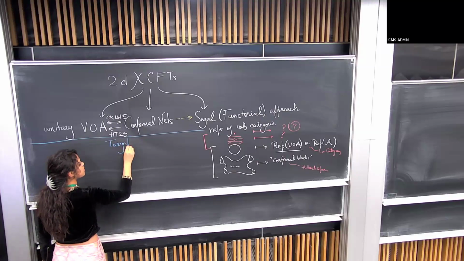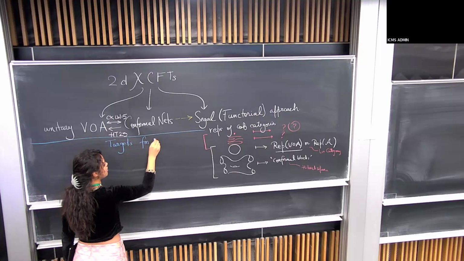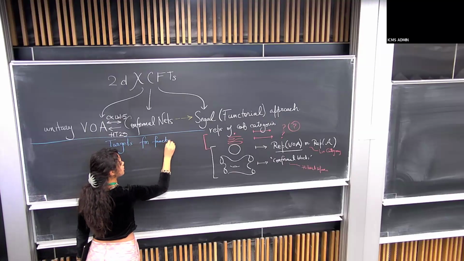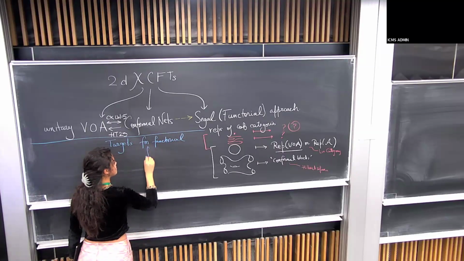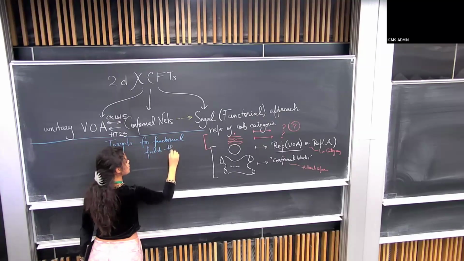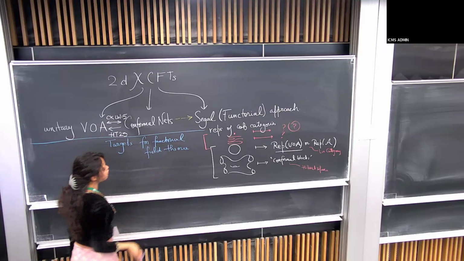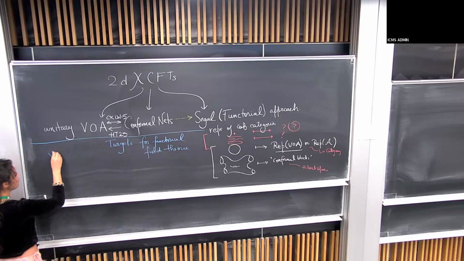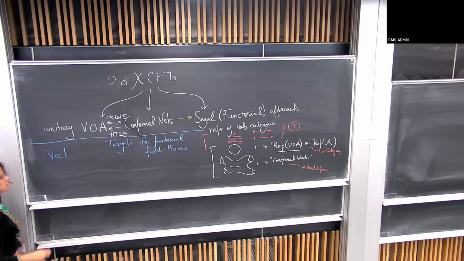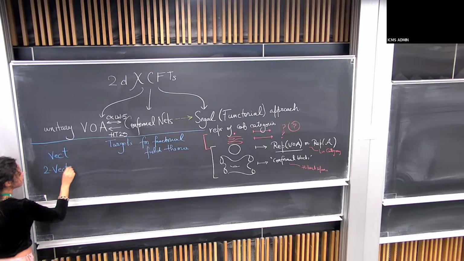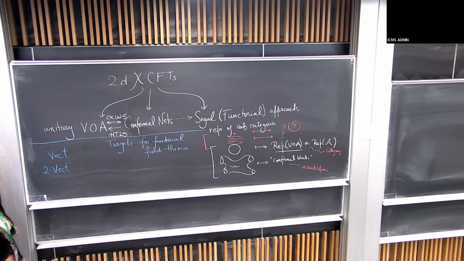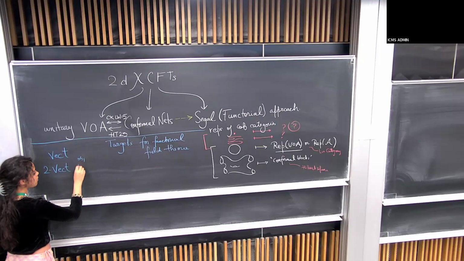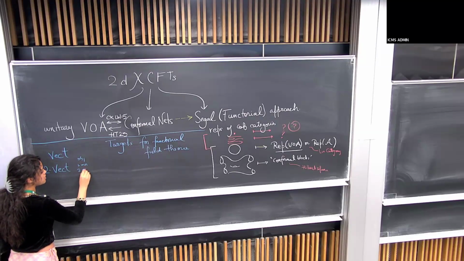Targets for functorial field theories. If we were pure algebraists, our life would have been simple because we have the category of vector spaces and linear maps. And now I want to have a category of 2 vector spaces, which is a bicategory. So it has objects, 1 morphisms, 2 morphisms.